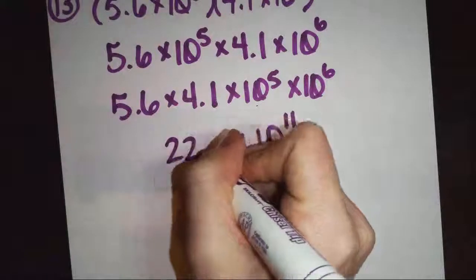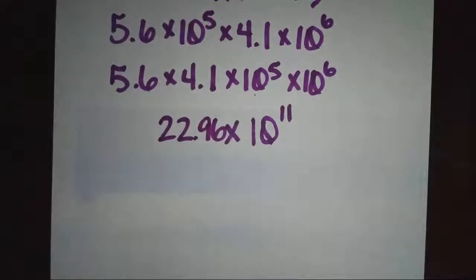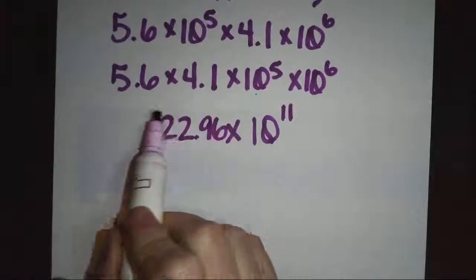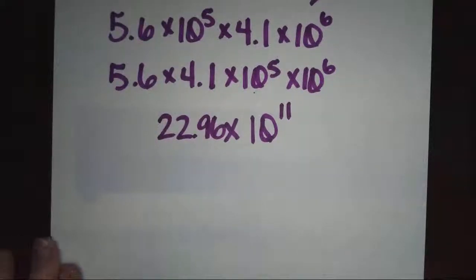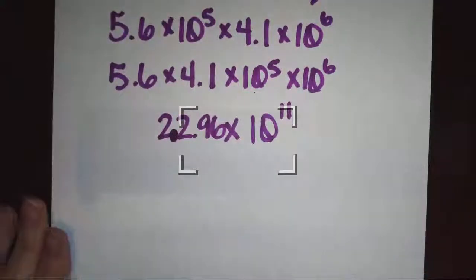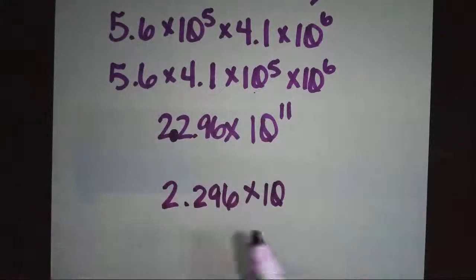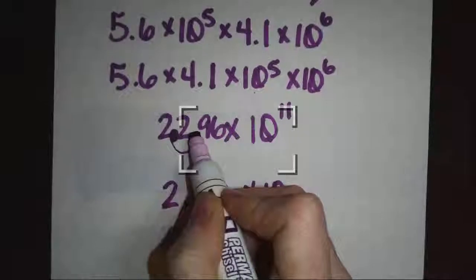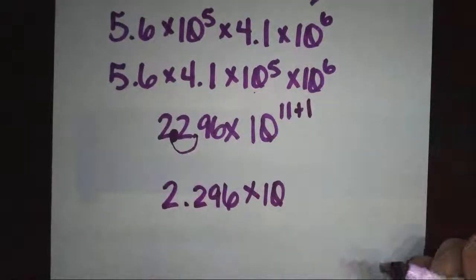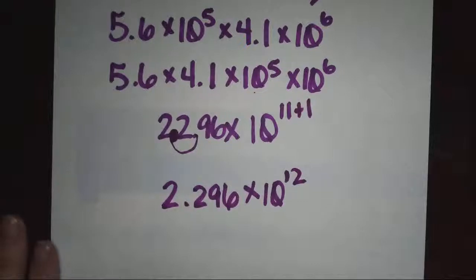So now we have 22.96 times 10 to the 11th. I know that looks like scientific notation, but in order for something to truly be in scientific notation, this number over here has to be between 1 and 10. Now 22.96 is not between 1 and 10, so we need to figure out where we can put the decimal point so that number will be between 1 and 10. And the answer is right here after the 2. So 2.296 is between 1 and 10. Then I need to know how many units and in what direction I move this decimal place to get it back where I started. Since I moved it 1 to the right, I have to add 1 to my exponent. And 11 plus 1 is 12. So that's why the solution there is 2.296 times 10 to the 12th power.